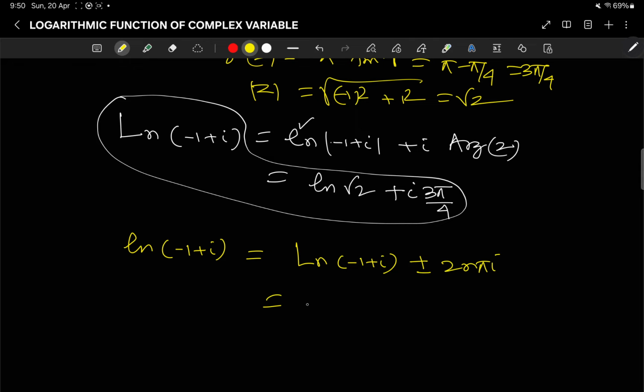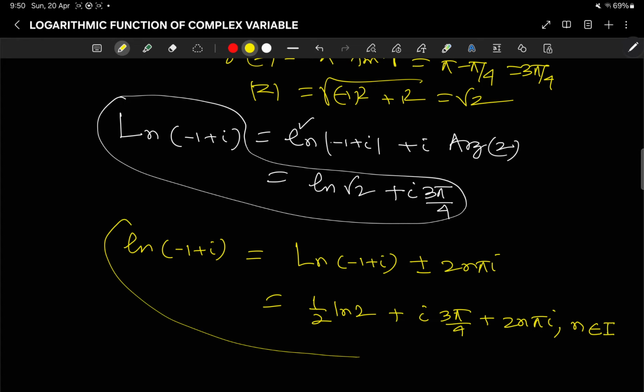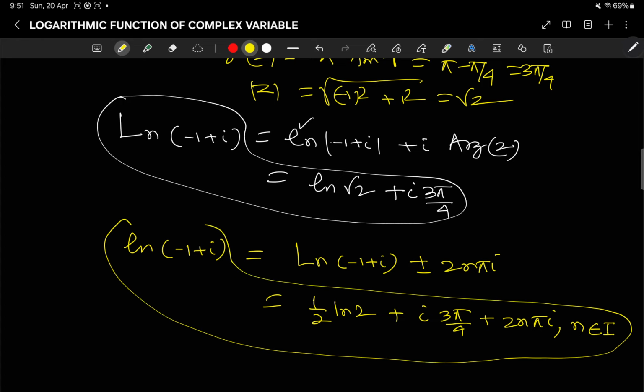So this is equal to ln √2, or I can write (1/2) ln 2, plus i 3π/4 ± 2nπi. Or if I write plus only, then I should write here n is an integer. Okay, in that way. So this is your general value, right?